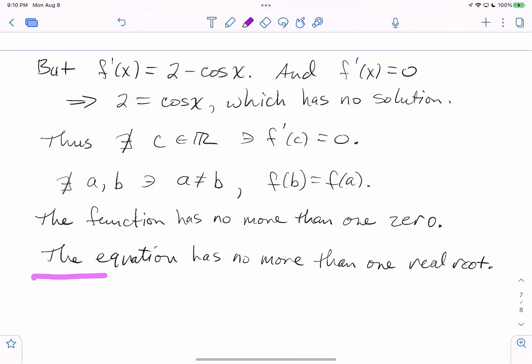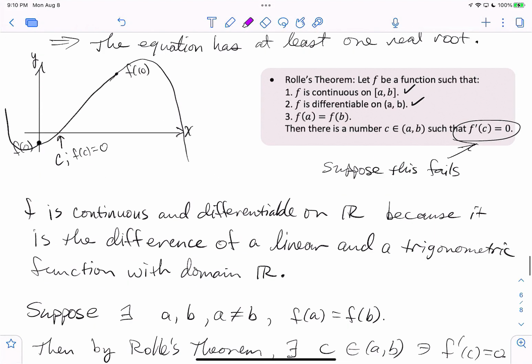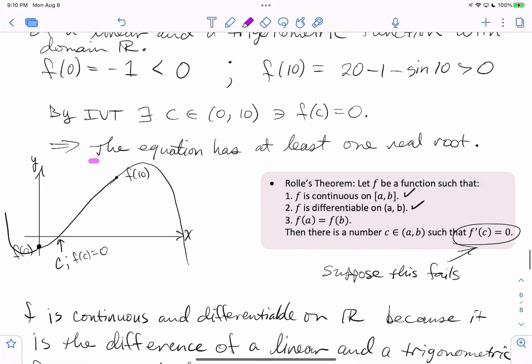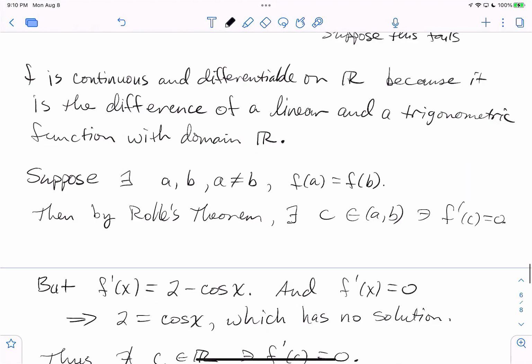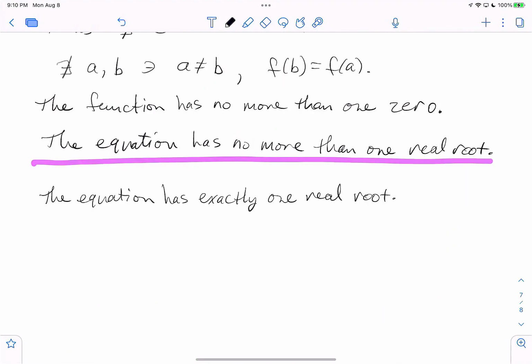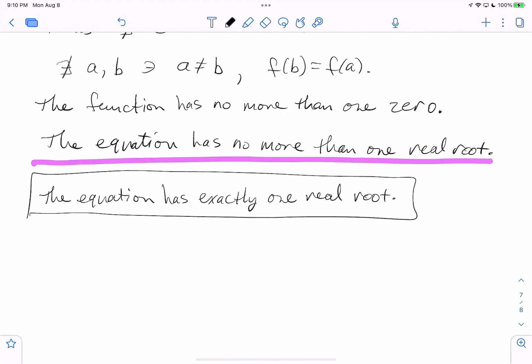If the equation has no more than one real root, and the equation has at least one real root, we can conclude that the equation has exactly one real root.